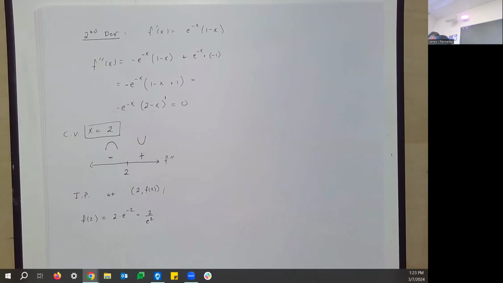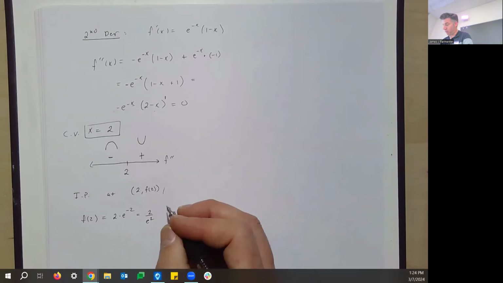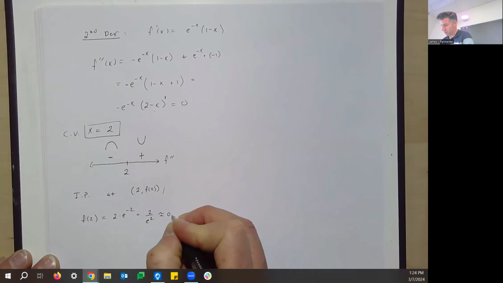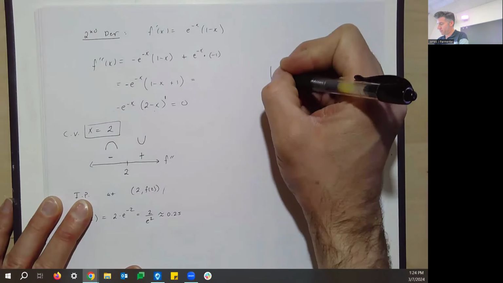What is e squared approximately equal to? I mean, it's close to 8. I don't remember if it's bigger or smaller. Let's see. E squared is 7.38 approximately. So e squared is close-ish to 8. So 2 over e squared is about 2 over 8, which is about 1/4, or 0.25. Again, not super important that you know that, but it's just going to help us graph it a little bit better. All right, I think we found all the things we can find. Let's see if we can draw this graph.